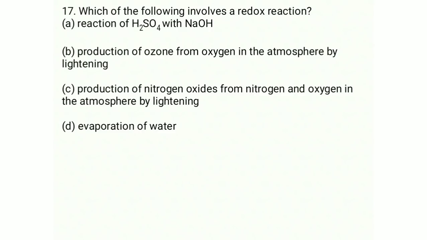Then 17th, which of the following involves a redox reaction? The reaction of H2SO4 with NaOH is not a redox reaction, it is an acid base reaction. Production of ozone from oxygen, O3 giving O2, is also not a redox reaction. But nitrogen oxide from nitrogen, N2 giving rise to NO or NO2, nitrogen monoxide or dioxide: remember, nitrogen changes from zero oxidation state to +2 or +4. So the answer for that question is C. Evaporation of water is also not a redox reaction.